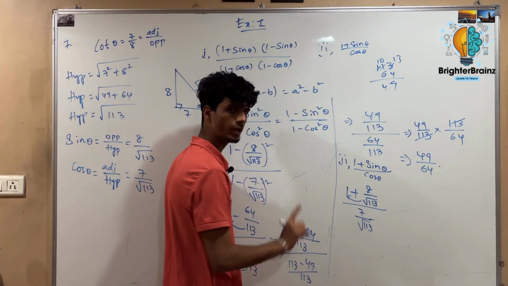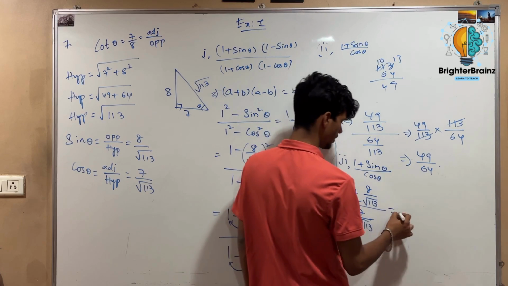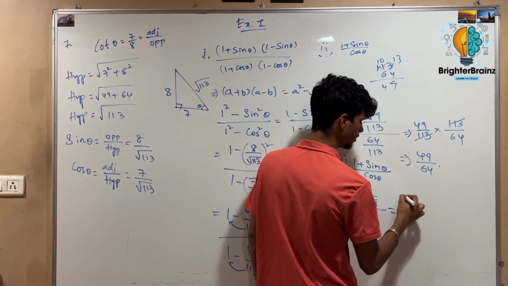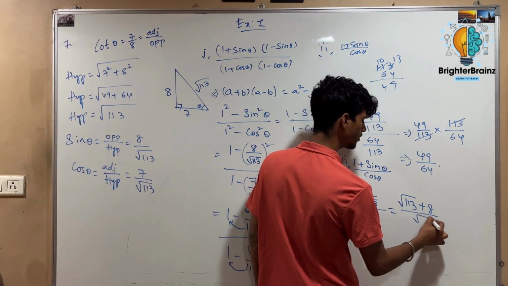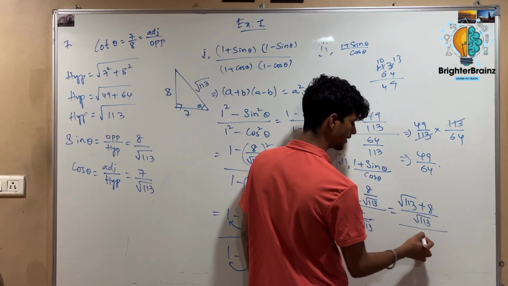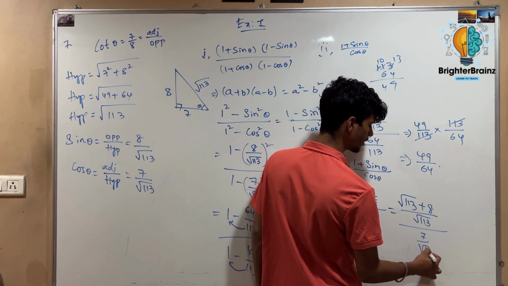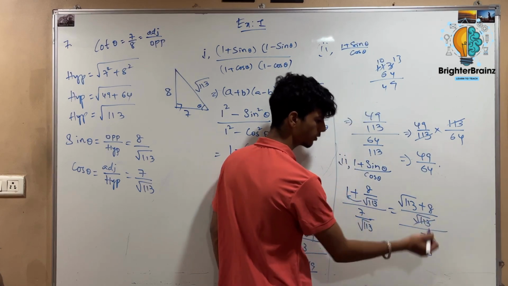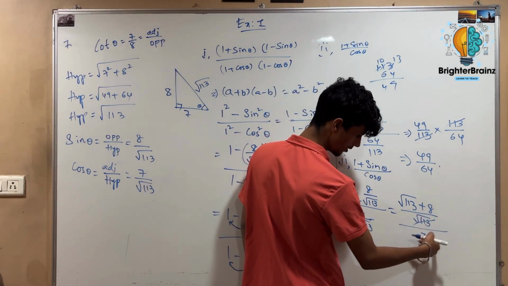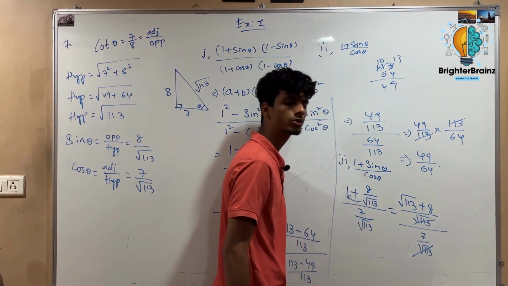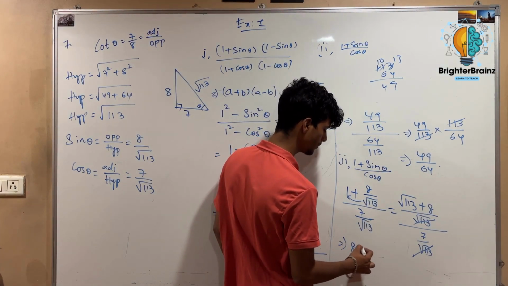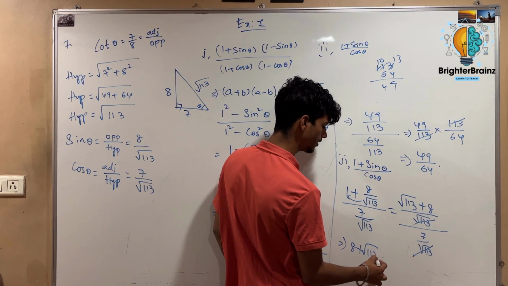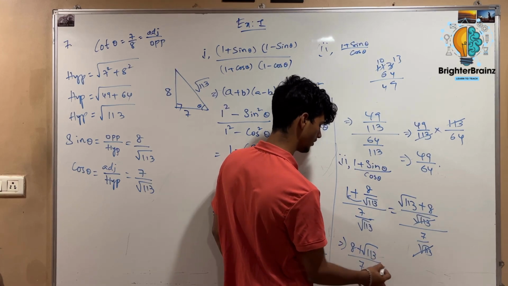Denominator ni 1 తో cross multiply చేద్దాం. ఇప్పుడు ఏమవుతుందో చూడండి. Root 113 into 1 is root 113 plus 8 whole divided by root 113 whole divided by 7 by root 113. Root 113 in the denominator and root 113 in the lower part will be cancelled out. The leftover part will be 8 plus root 113 divided by 7. This is the answer.